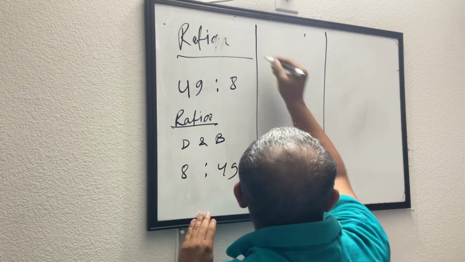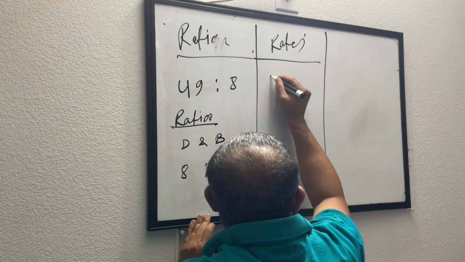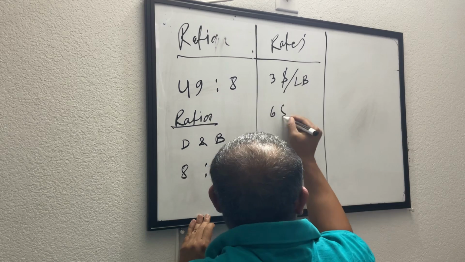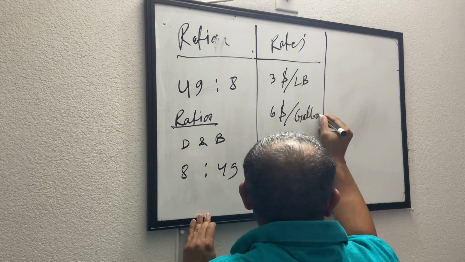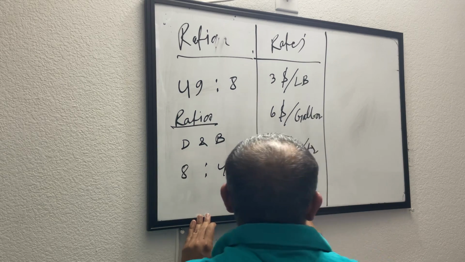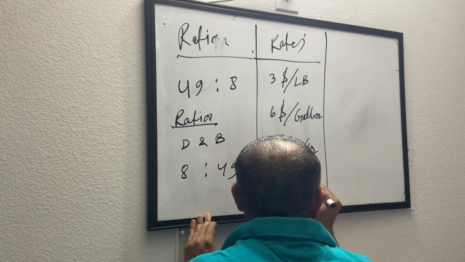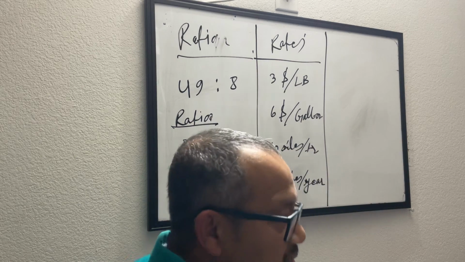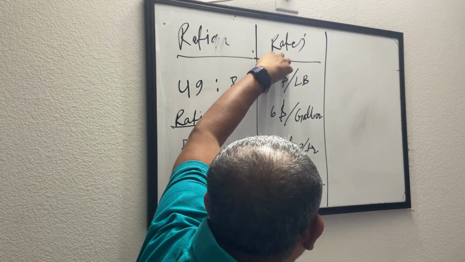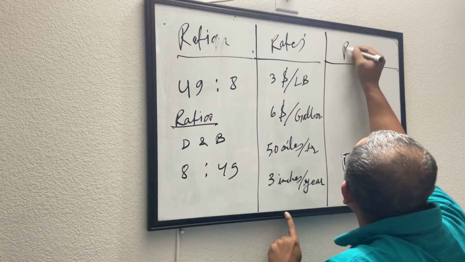Now when you are talking about rate, you are talking about comparing one unit. $3 per pound, $6 per gallon, 50 miles per hour, 3 inches per year. What you are seeing is there are different units. You are measuring one unit against the other one. Yeah, that is rate. Now percentage. This is an interesting part.